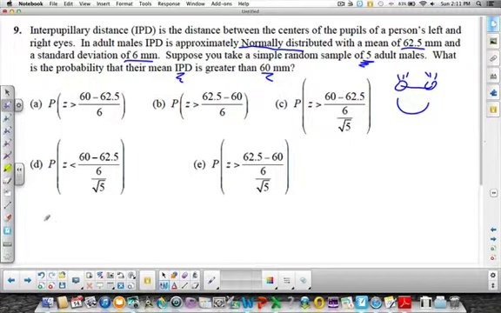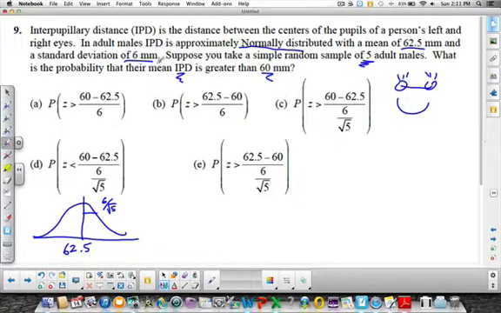If you look at our sampling distribution, we're looking for a distribution whose mean is the same as the population mean, so that would be 62.5. But the standard deviation of this would be 6 divided by the square root of your sample size, which is 5. So now what we're saying is, what's the probability that if I took that random sample, we'd get an IPD greater than 60 millimeters? In my picture, that's here, and I would be shading this area.